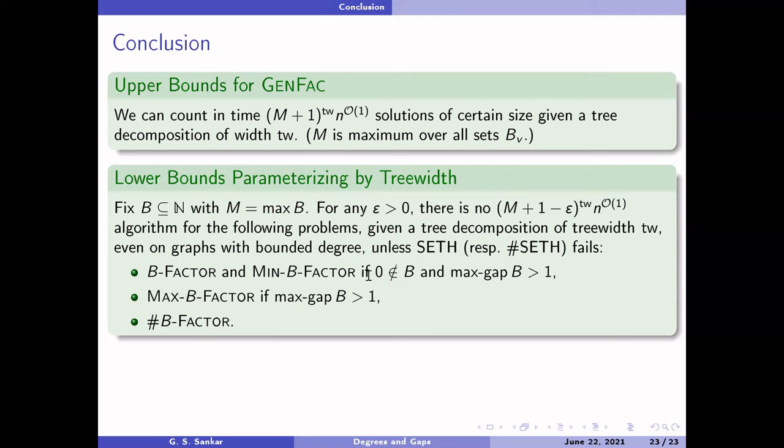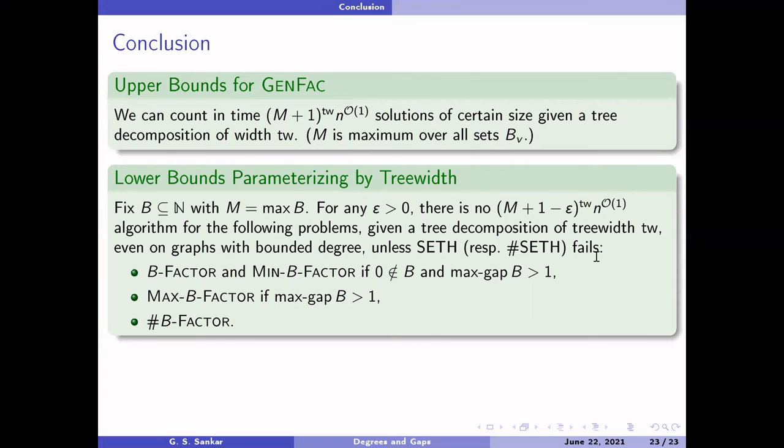And in those cases, we'll need to assume that 0 is not in B and the maximum gap is more than 1. In the maximization version of B factor, we assumed that the maximum gap of B is more than 1. In the counting version of B factor, we don't really need any assumption other than the fact that B is not trivial, that is, just 0. I'll also mention that these results also go through for a different metric called pathwidth. And pathwidth is in general larger than treewidth. So that is a much stronger statement.